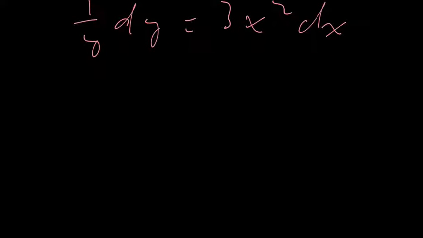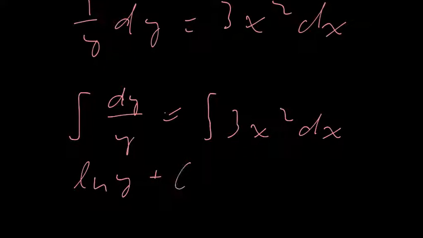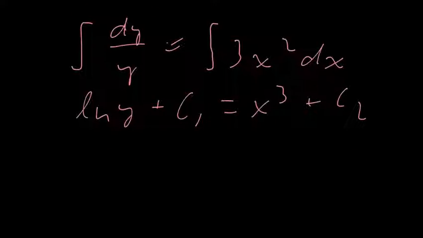And then taking the integral of both sides, we have the integral of dy over y equals the integral of 3x squared dx. And so what we'll get is the natural log of y plus our constant, I'll call it c1, is equal to x cubed plus c2. I'll leave it to you at home to go ahead and check the calculus there. Make sure you're getting the same thing that I am.